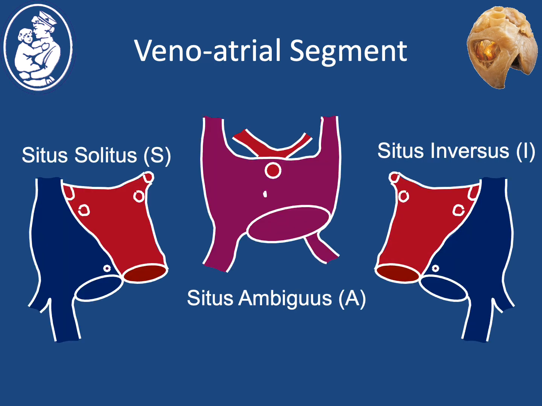The atria can be either the usual atrium in situs solitus or inverted atria, the mirror image of situs solitus. In situs solitus or usual situs, the left atrium is left-sided, the right atrium is right-sided. In situs inversus, it's just the opposite. The right atrium is left-sided and the left atrium is right-sided. It's mirror imagery.